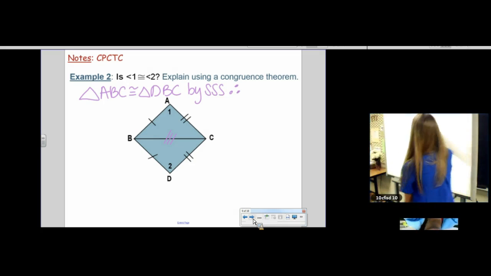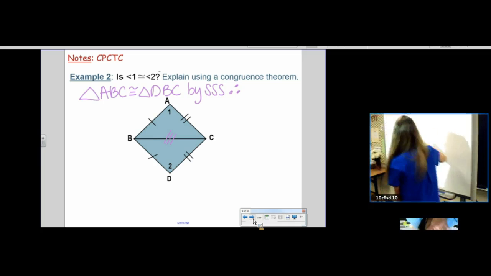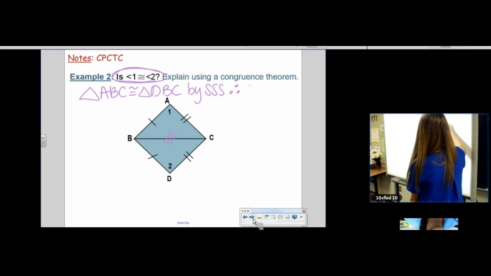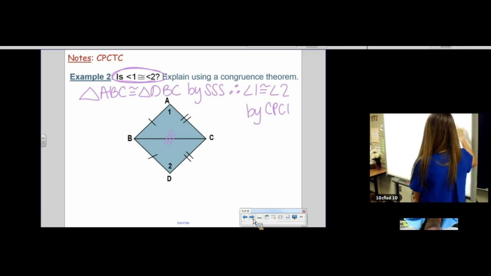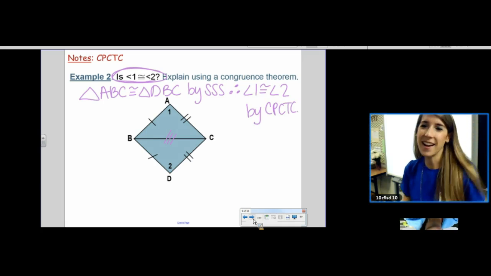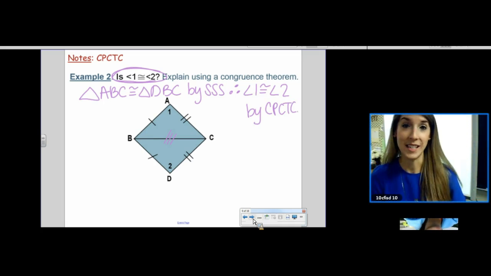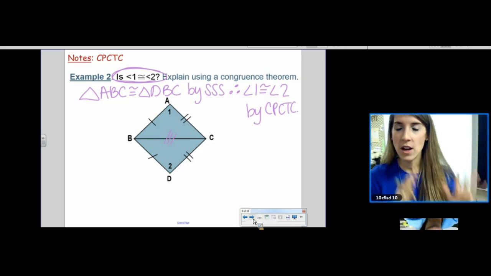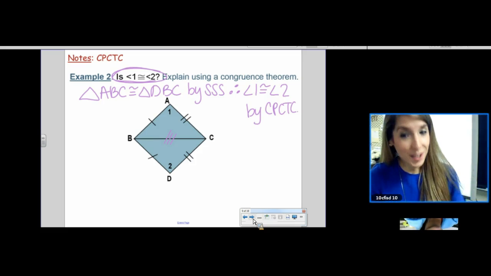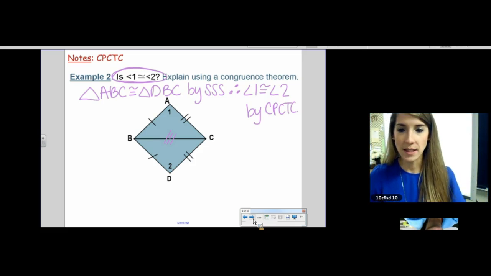Therefore, now we write what the question was asking. Therefore, angle 1 is congruent to angle 2. And then we say why. By CPCTC. So this is kind of like writing a proof, but it's just a one-sentence proof. We say they're congruent, we say why. Then we say what else we know, and we say why. CPCTC.